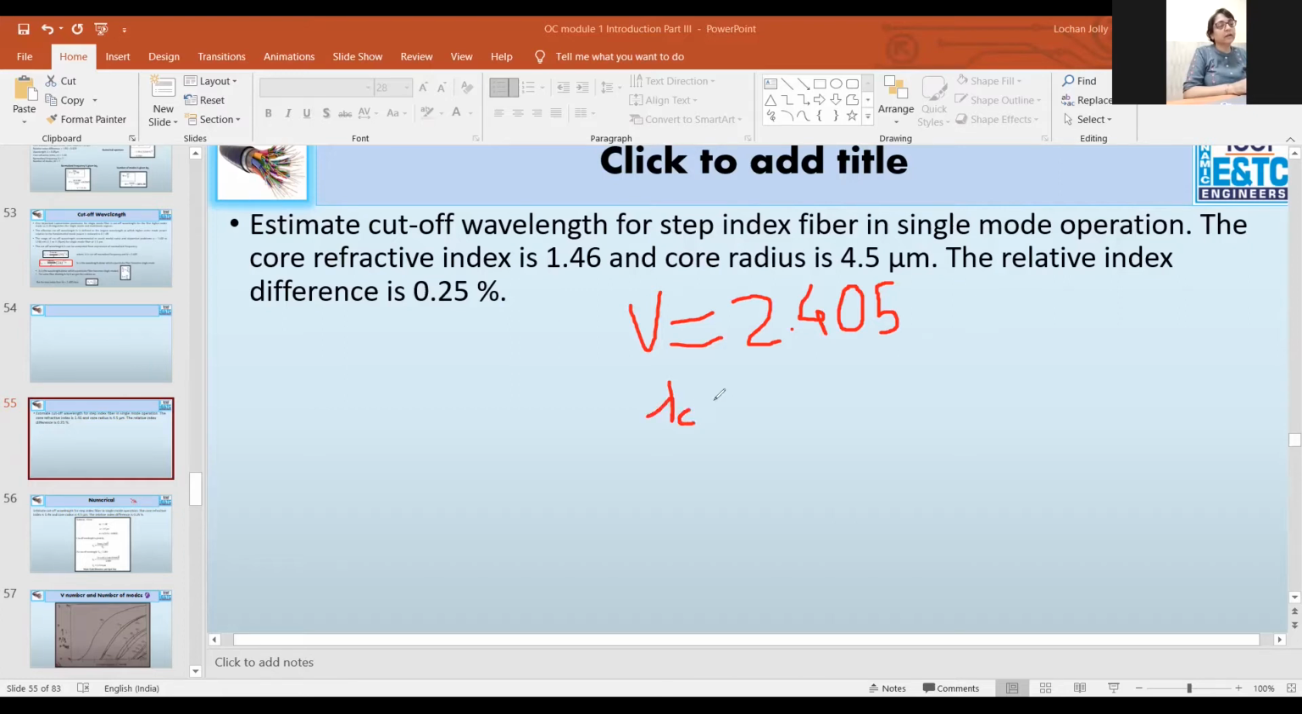Lambda c is equivalent to 2 pi a NA divided by 2.405. You know the formula for NA. What is the formula for NA? NA is n1 root over 2 delta. Okay, tell me the value. When it is given in percentage, it means 0.25 divided by 100. That is the value that you need to take.